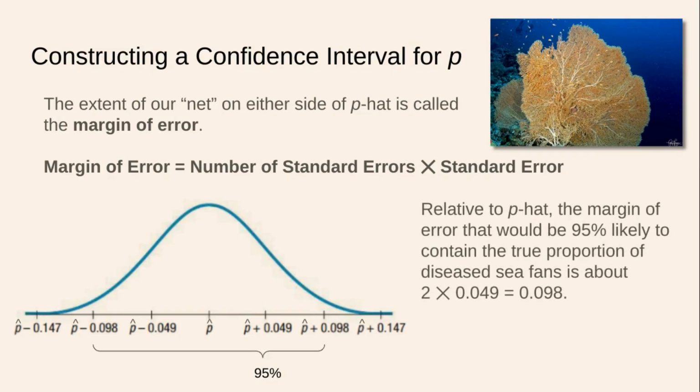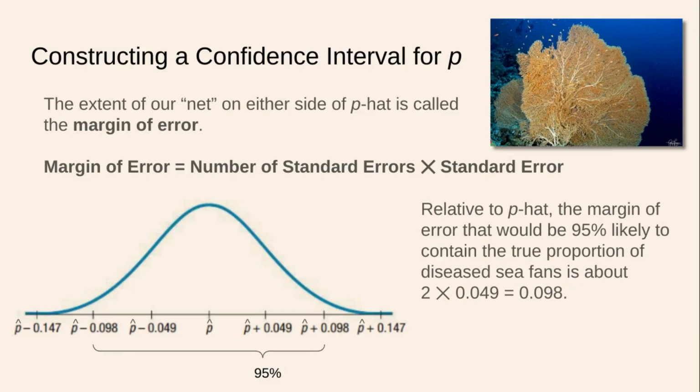Relative to P hat, which is at the center of our bell curve, the margin of error that would be 95% likely to contain the true proportion of disease C fans is about 2 times the size of our standard error, which is about 0.1. Now, why the 2?